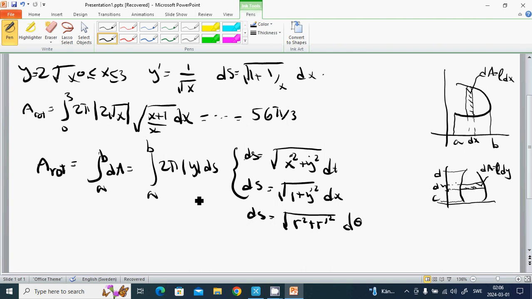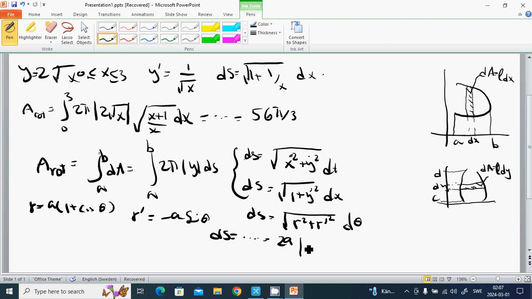And another example is r equals a(1 plus cosine theta), r prime equals minus a sin theta, and we put it here, then ds, put it here, is 2a absolute cosine theta divided by 2 d theta.